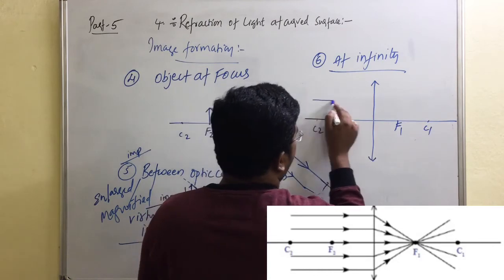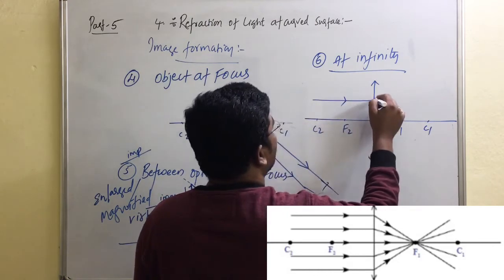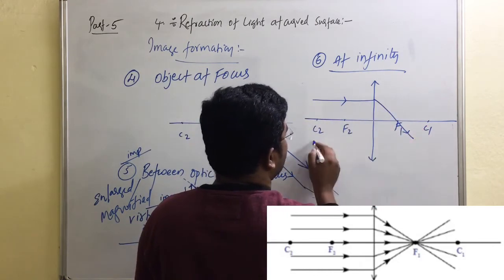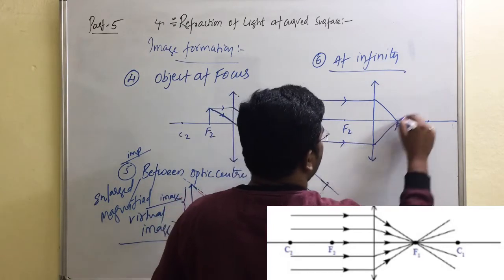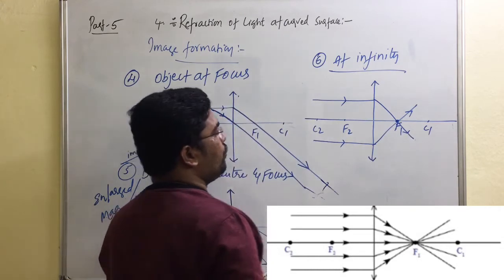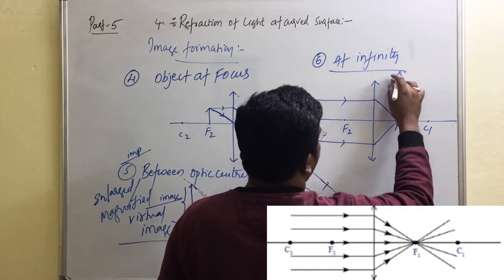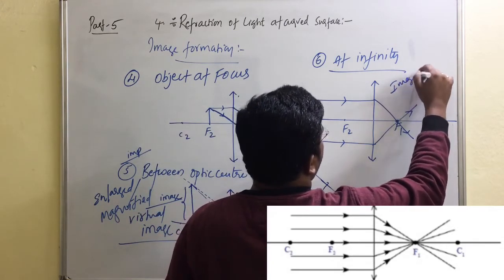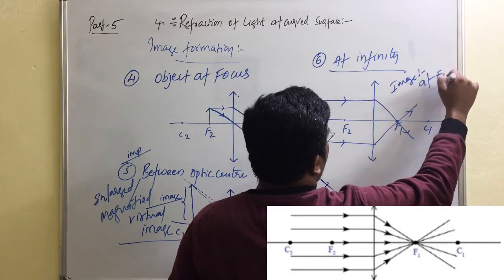Now, object at infinity. When object is at infinity, we get a parallel set of light rays. They converge, parallel to the principal axis, and pass through the focus. So our refracted rays are converging at a point, the focus. So when the object is at infinity, we get the image at F1.